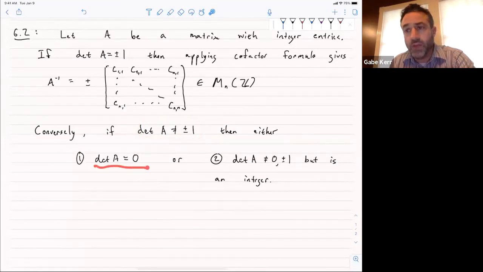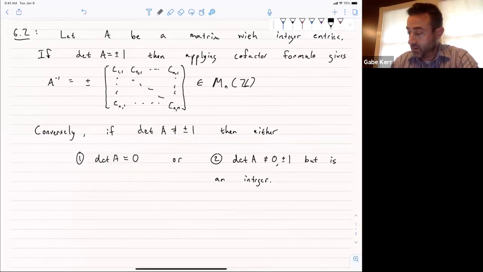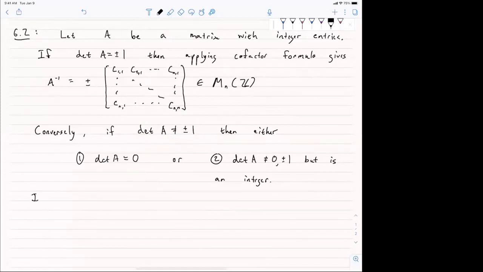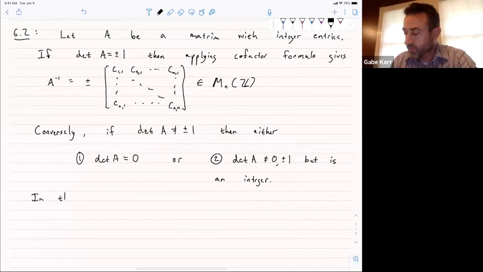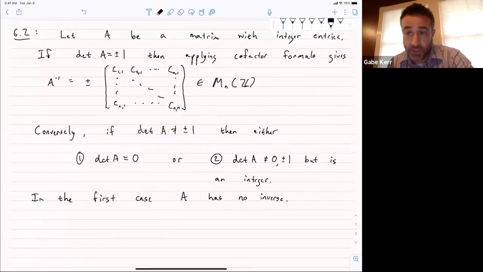If the determinant of A is 0, what can you say? That it's not invertible. Correct. So in the first case, A has no inverse, period. That's in the book. If you want, you can look for the appropriate proposition to cite.